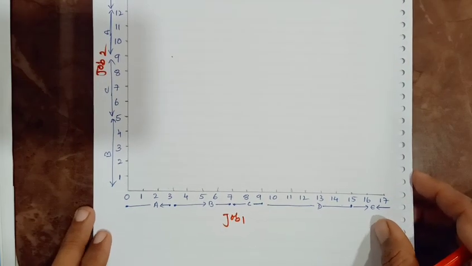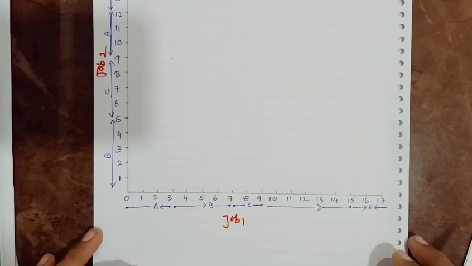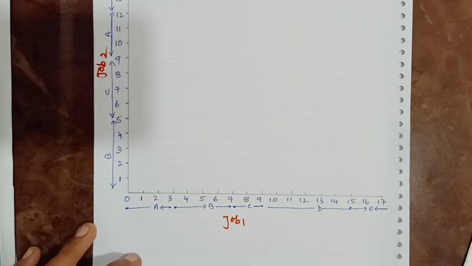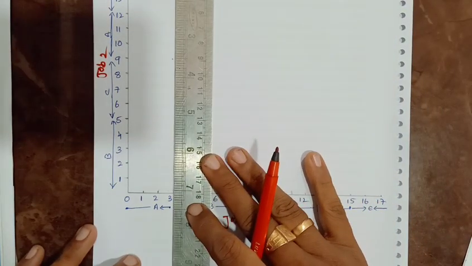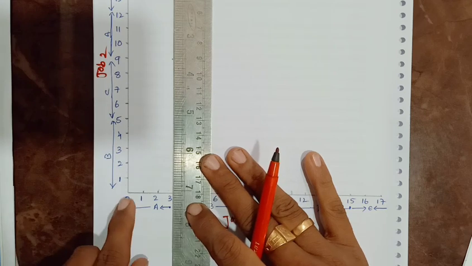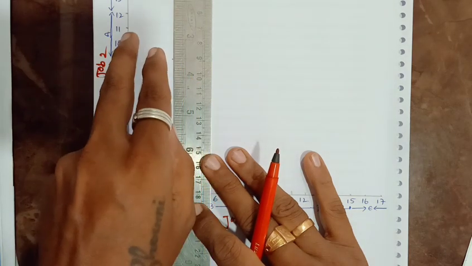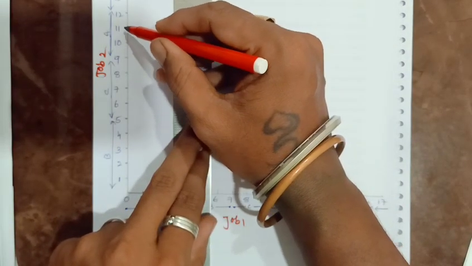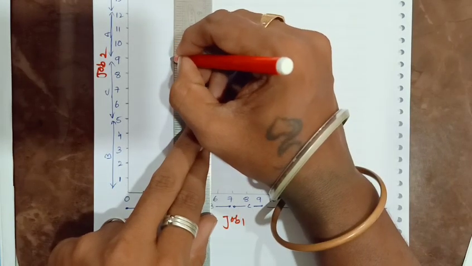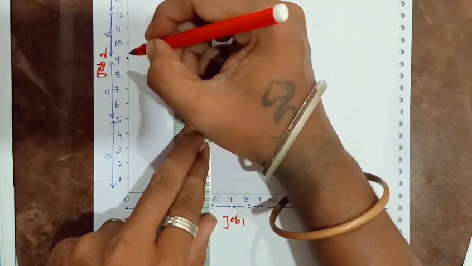Now, machine A in job 1 is taking 3 hours, and in job 2 sequence A is also taking 3 hours. So let us take the point here. Machine A is taking 3 hours in job 1, and job 2 is also taking 3 hours, from 9 to 10, 10 to 11, 11 to 12. So here I am placing a point.